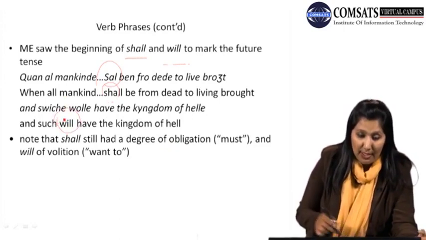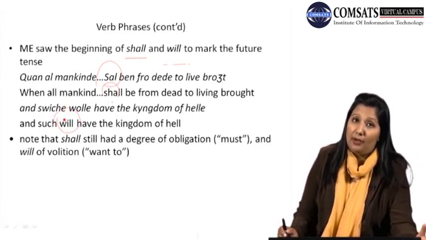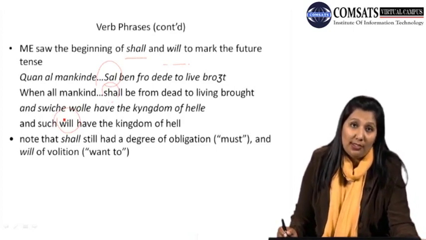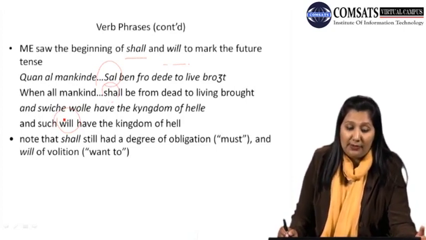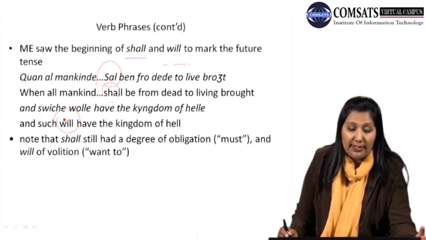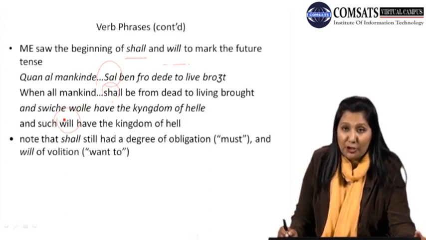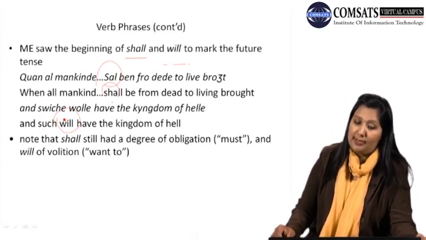Again, will and shall be and will have, these are very, very modern concepts. Although, you see that they initiated, they started basically in the Middle English period. "And such will have the kingdom of hell." Note that shall still had a degree of obligation, must, and will of volition, want to.